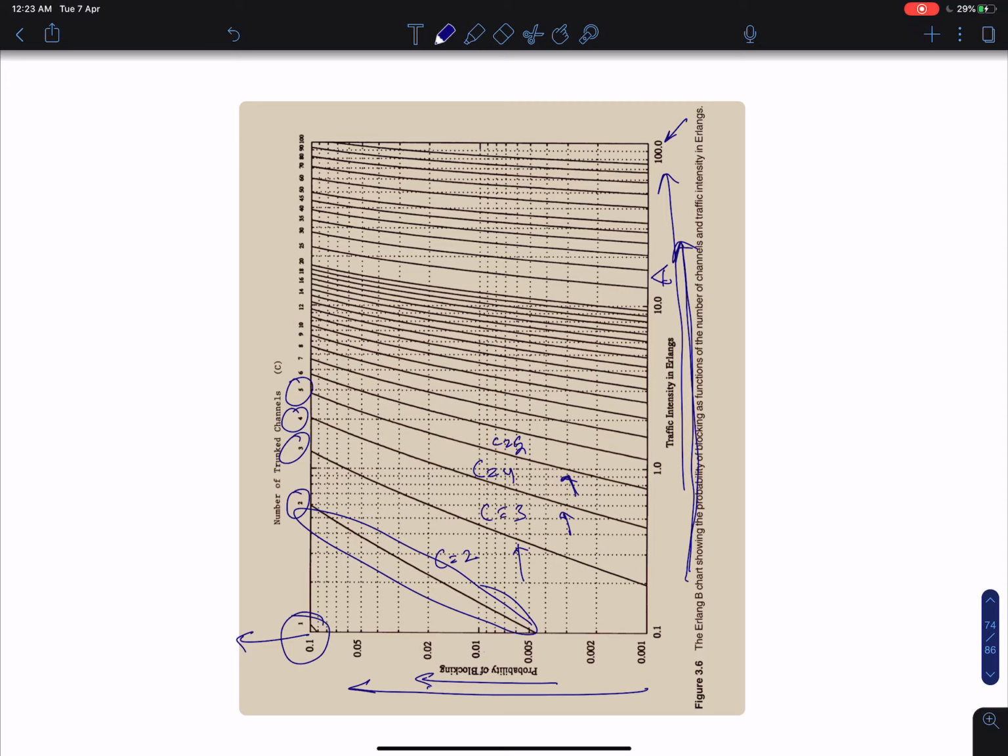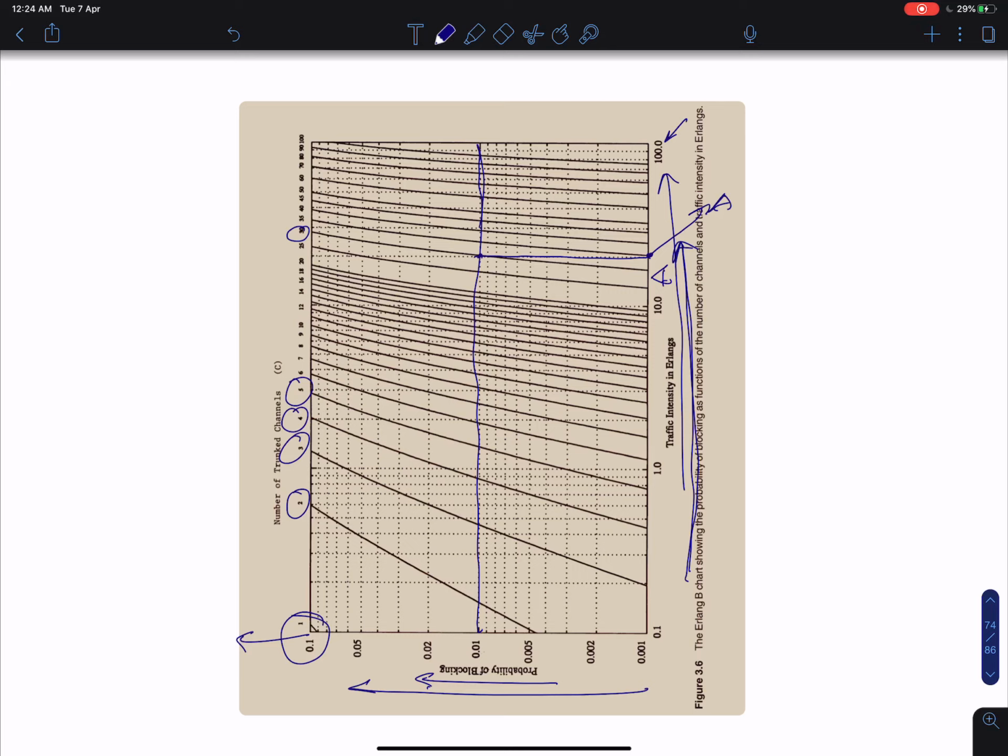Okay, so for each value of C, I am plotting these values of probability of error for different values of A. So from this graph, for example, let's say I tell you 1% probability of blocking. So you have to draw this line. In that line, if I give you the number of channels here, say 30 channels, then you can calculate what is the value of A here. I think it comes to around 20.